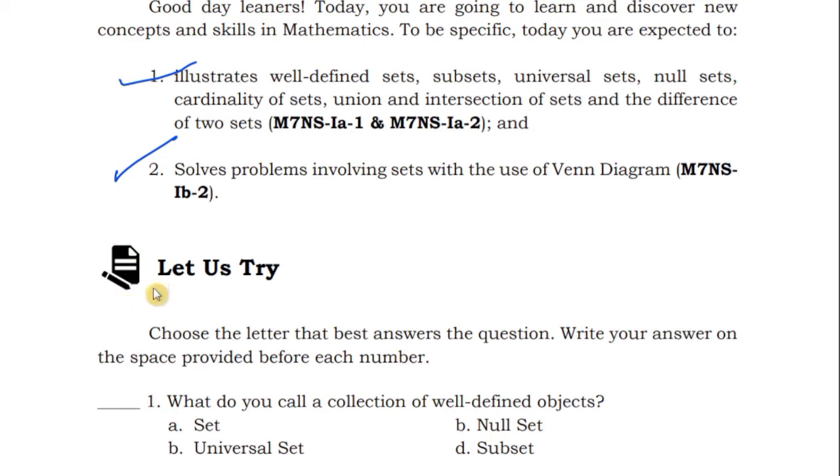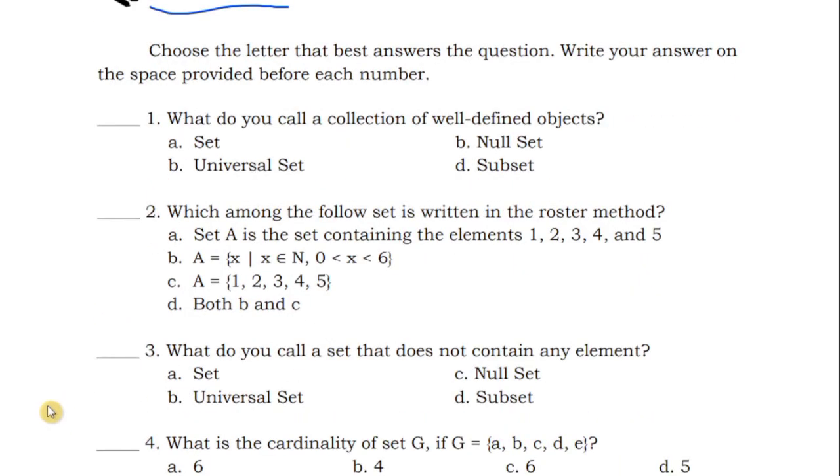But as we deal with sets, let us try ourselves on how we have inculcated your knowledge about what a set is all about. Then we have here certain questions. Choose the letter that best answers the question. Write your answer on the space provided before each number. In number one, what do you call a collection of well-defined objects? Is it A, set, B, universal set, C, null set, and D, subset? So the answer for this is letter A.